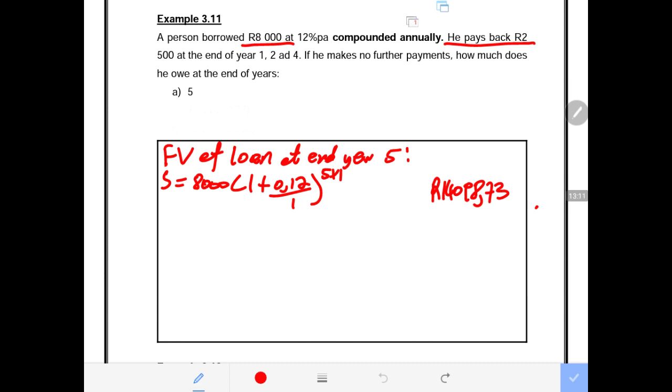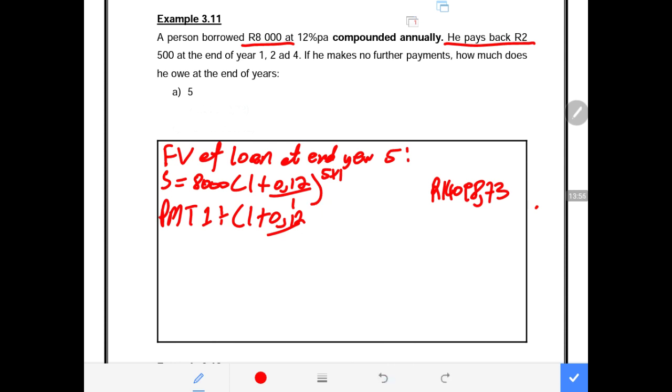There were 3 payments that took place in year 1. So now we have PMT. Remember, PMT means payment. Payment 1, we have an amount of 2,500. Open brackets, 1 plus 0.12 divided by 1 to the power of 5 times 1. Remember, this will have to be deducted.